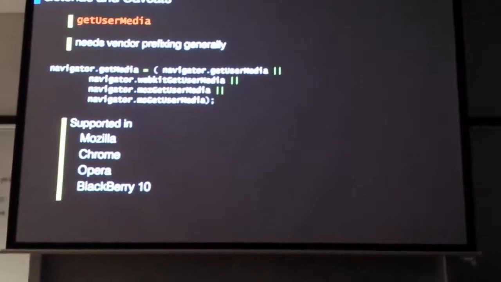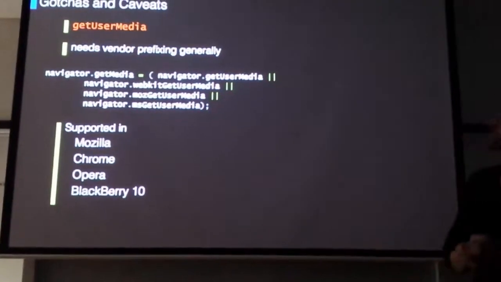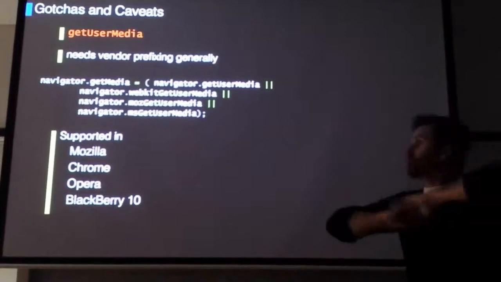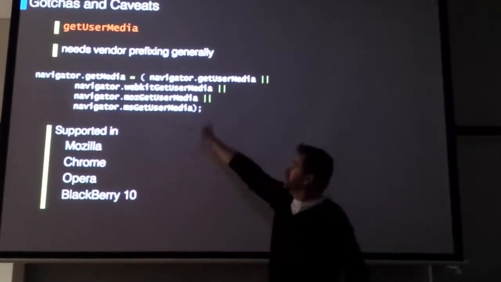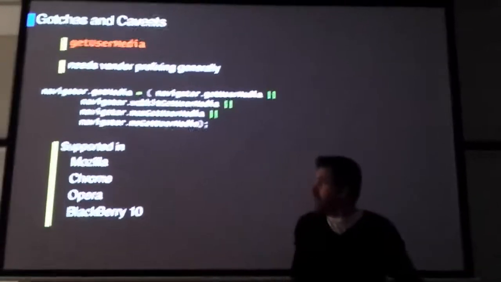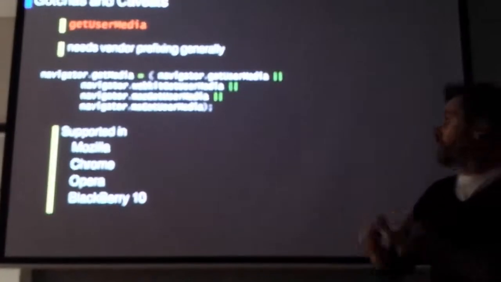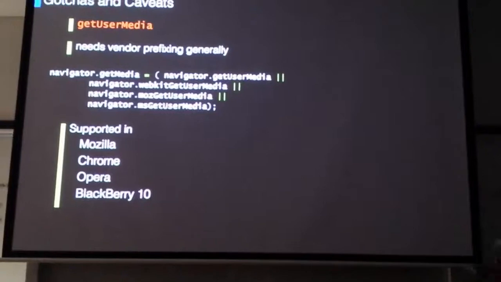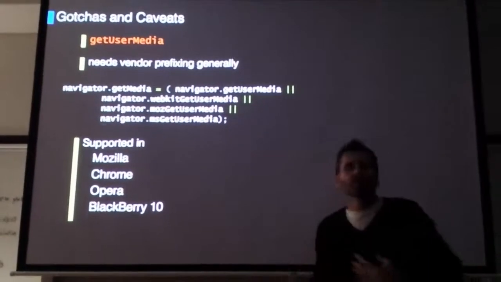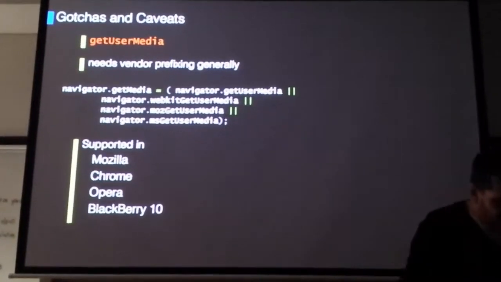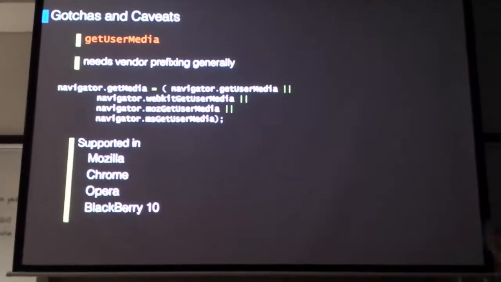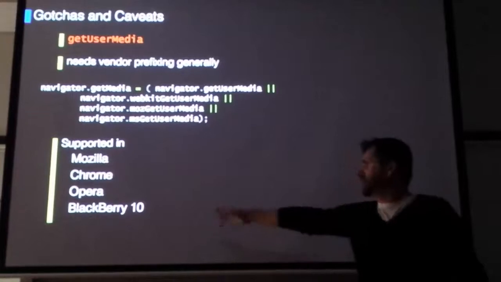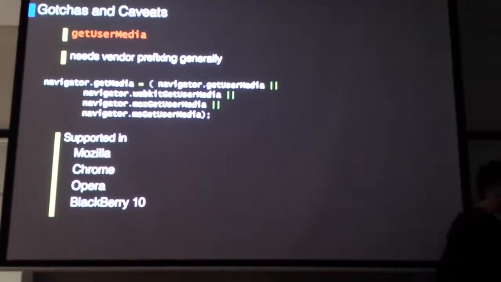Just a couple of little worthwhile gotchas. getUserMedia currently needs vendor prefixing right across the spectrum, so there's a little bit of code that will do that for you. Currently supporting Mozilla, Chrome, Opera, and BlackBerry 10, so it's getting there. Currently not supporting iOS devices or Safari, which is a bit of a bummer. We'll have to see how that goes. They're probably the really strong holdouts. Not supporting Internet Explorer either. Again, we'll have to see how they go.